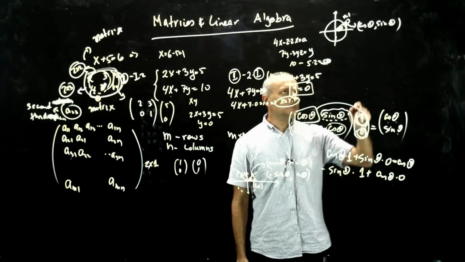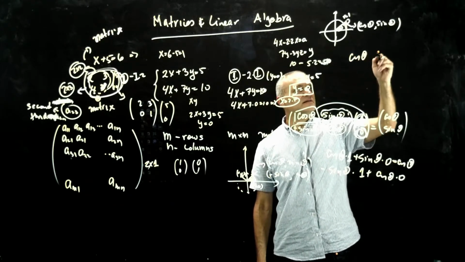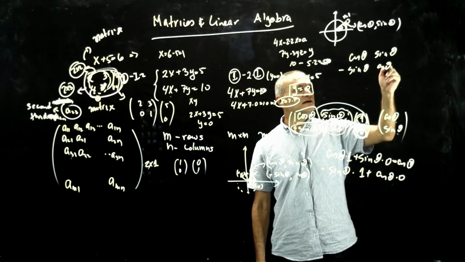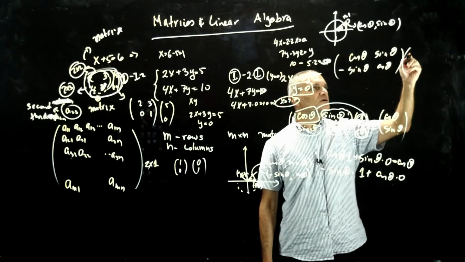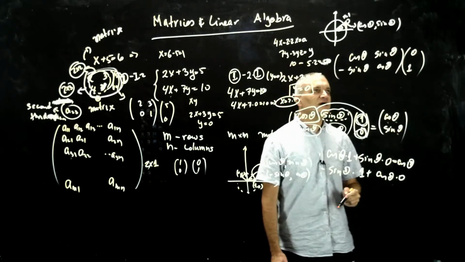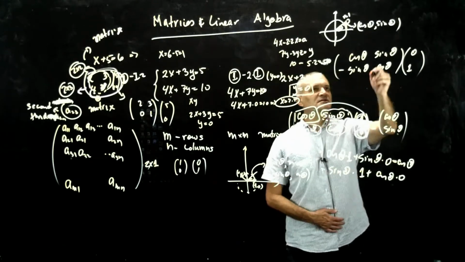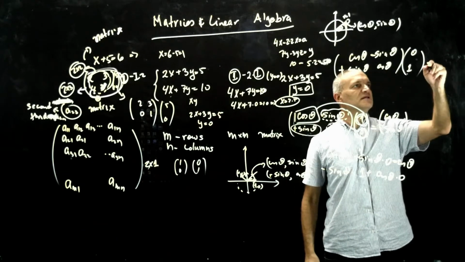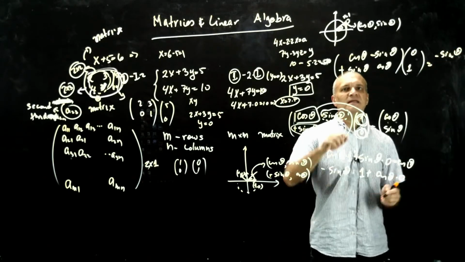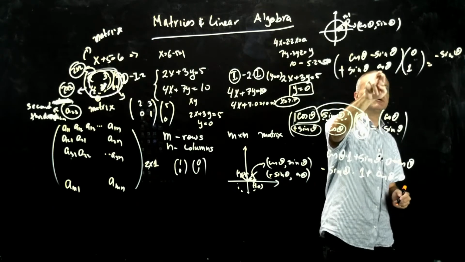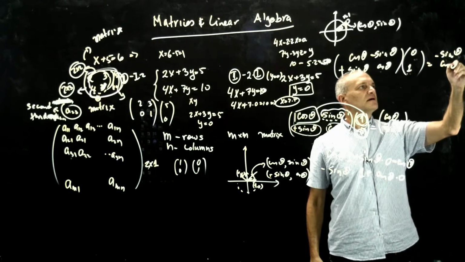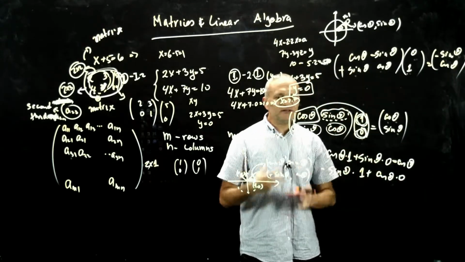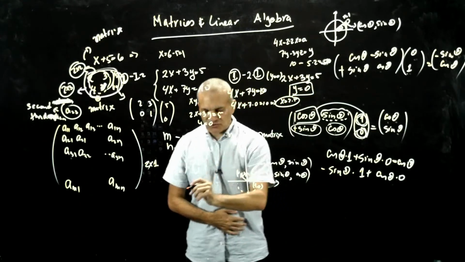How about the second vector? Same story. You have cosine theta, minus sine theta, sine theta, cosine theta, and now instead of multiplying by 1, 0, you multiply by 0, 1. So what do you get here? You get cosine theta times 0 minus sine theta times 1, so you're getting minus sine theta. And here you're getting sine theta times 0 plus cosine theta times 1, you're getting cosine theta. So this matrix encodes the rotation of those two vectors, 1, 0 and 0, 1.